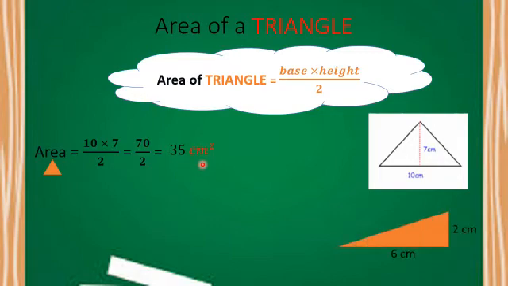Another example. Given this right triangle, it has a base of 6 centimeter and a height of 2 centimeter. Always, in a triangle that is right, the base and the height are the legs of the right angle. Then the area of the right triangle is equal to 6 times 2 over 2. 6 times 2 is equal to 12 over 2 equals 6 centimeter squared.